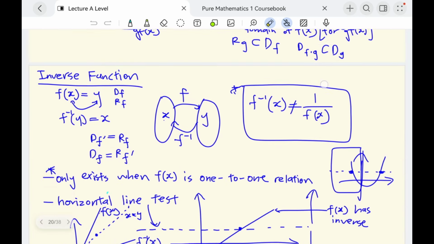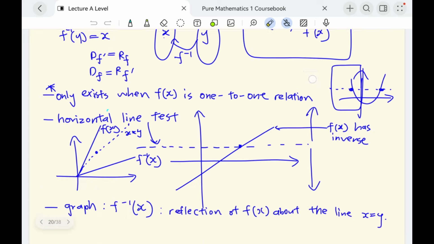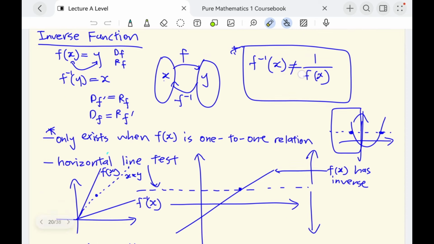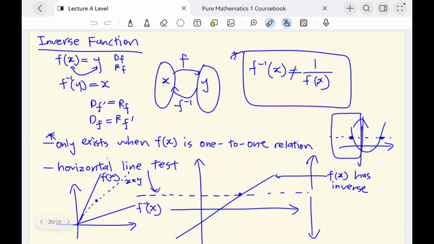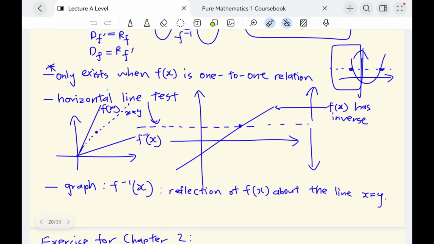Okay, so for the inverse function, just convert back from your f(x) into y by using the inverse function. And this thing you need to know, that means the domain of the inverse equals the range of the f. Domain of the f equals the range of the inverse function. And always remember this statement, okay: the inverse function is not equal to the reciprocal of the function. And inverse function only exists when f(x) is a 1-to-1 relation, okay, by using the horizontal line test.